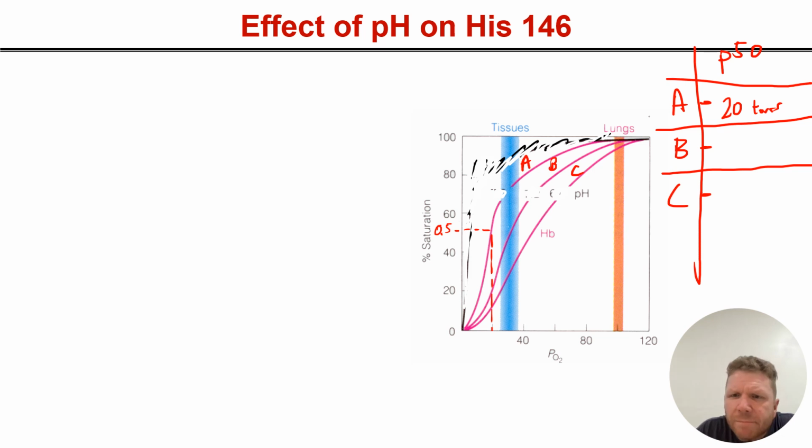Okay? Now, protein B. Well, protein B needs about, I'm going to call it 35 torr. So protein B needs more O2 than protein A to be 50% saturated. Last but not least is protein C, and I'm going to call that about 45 torr.